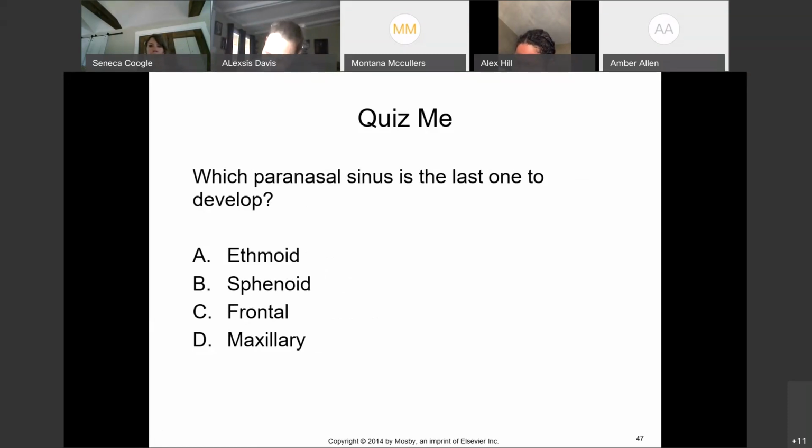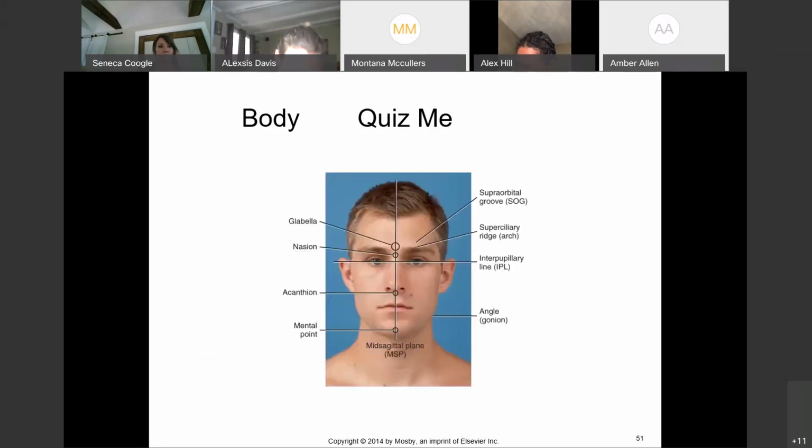Which paranasal sinus is the last one to develop? That is the ethmoid. I want to say frontal and maxillary are the first, then sphenoid, then ethmoid. So that's just an interesting thing to learn, that it's the very last one to develop, that no one has when they're born. Why babies' heads are so heavy. Weak neck muscles and big heavy heads.